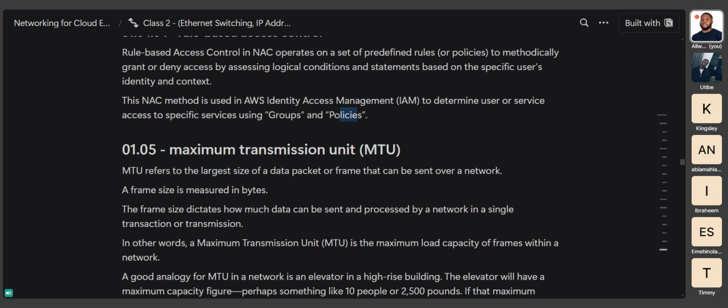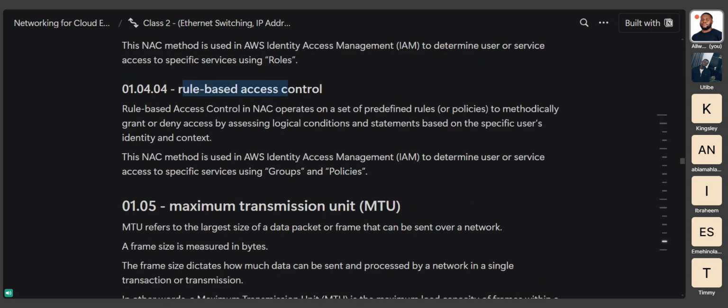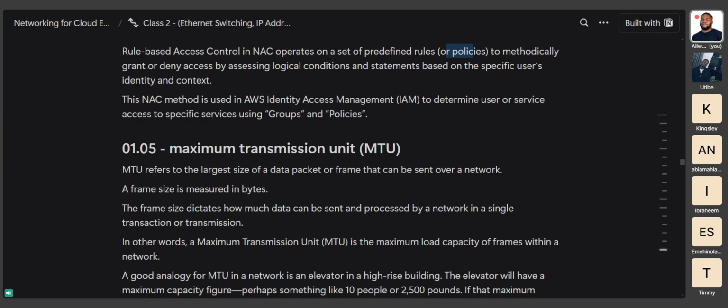So groups and policies are a really good example of rule-based access control, where there are a set of predefined rules or policies that allow the network to methodically grant or deny access to a particular user that's trying to access the network.